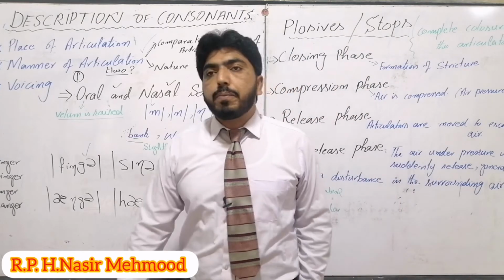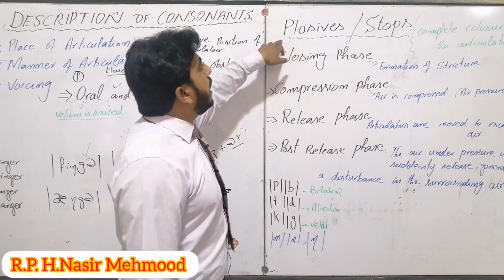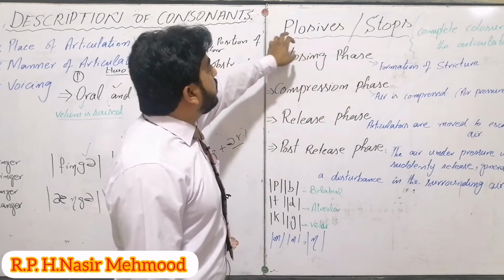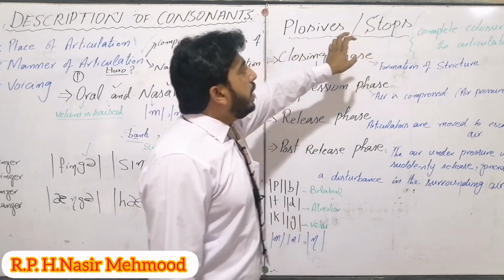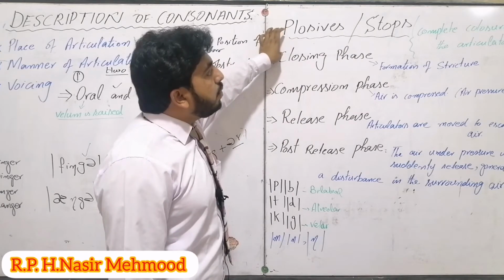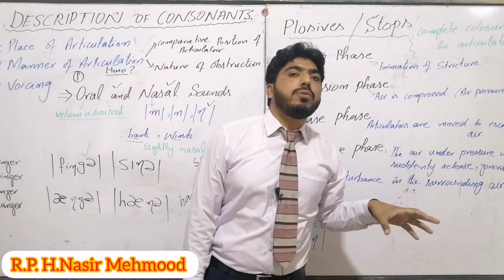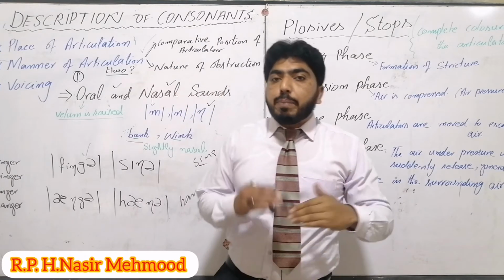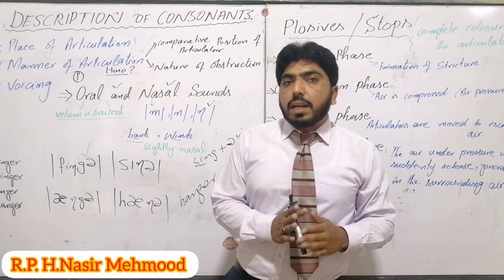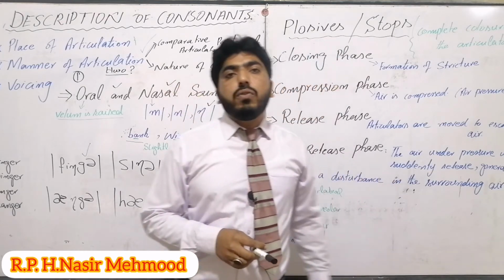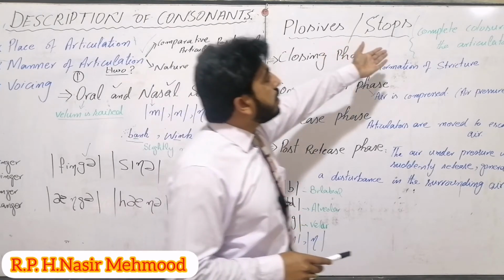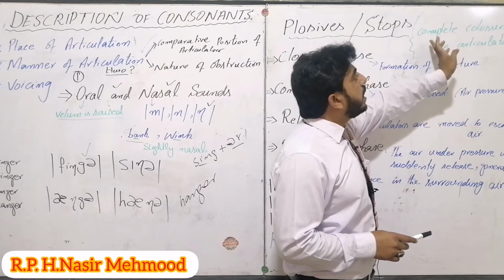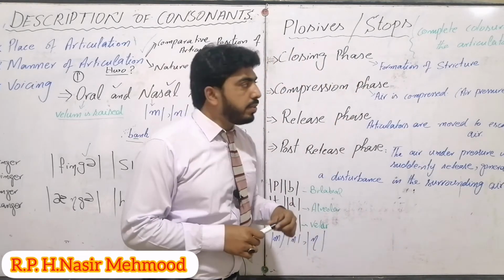Next we have the manner of articulation, like plosives or stops. They can also be called obstruents, plosives or stops. In this manner of articulation, as I told you, we have to look at two major concepts. One is the comparative position of the articulators, and the second is, as I mentioned, the nature of obstruction. Here we see there is complete closure. This is the nature of constriction, complete closure of the articulators.